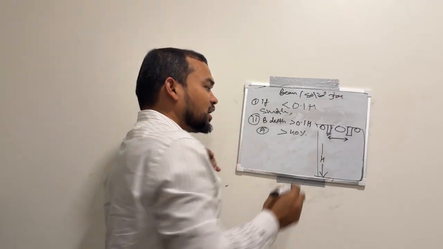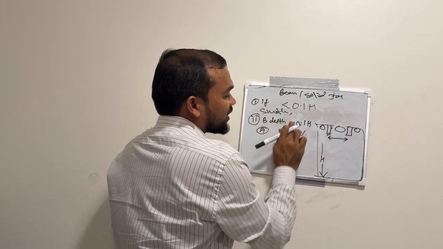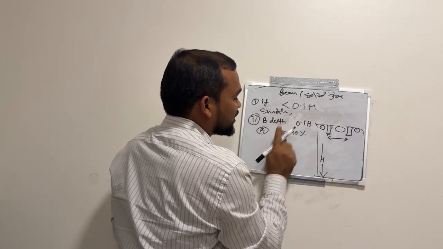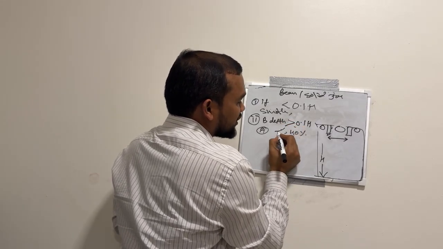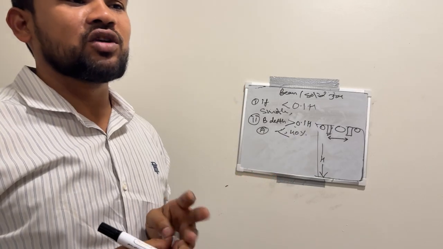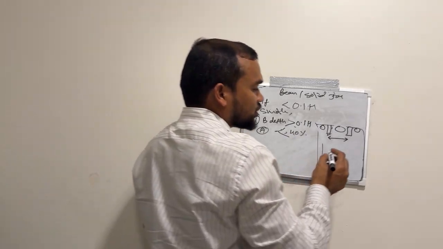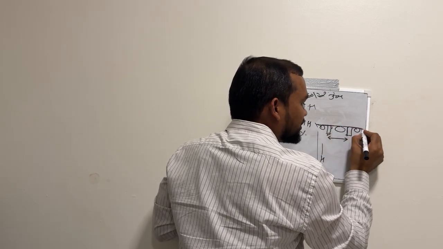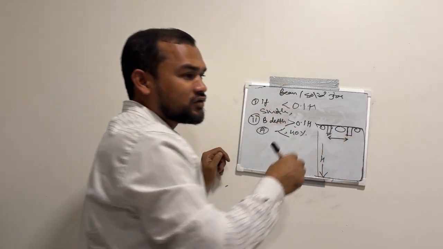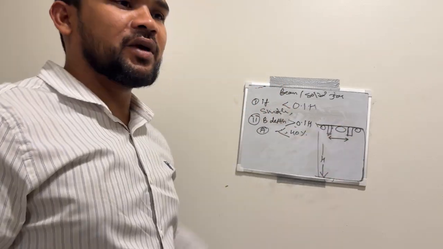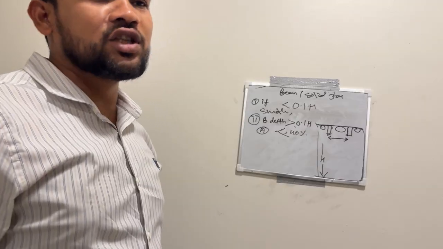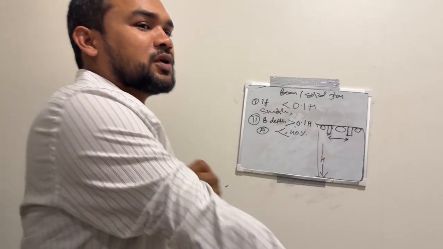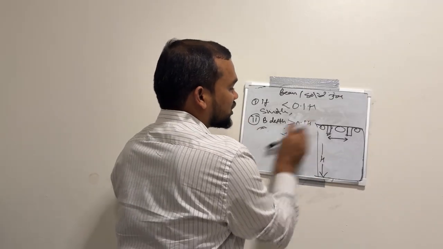The third scenario is that if the beam spacing is less than 40% of the ceiling height. In this case, the detector will be installed at 50% of the smooth ceiling spacing in the direction parallel to the beam, and 50% of the spacing perpendicular to the beam. So this is the third scenario.